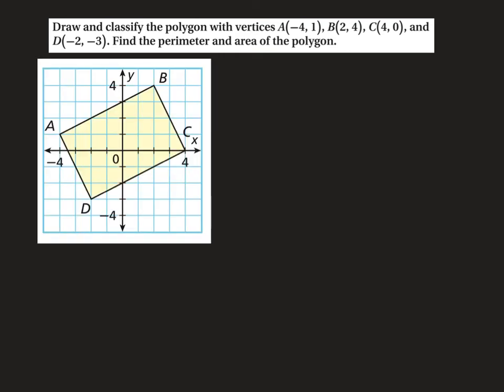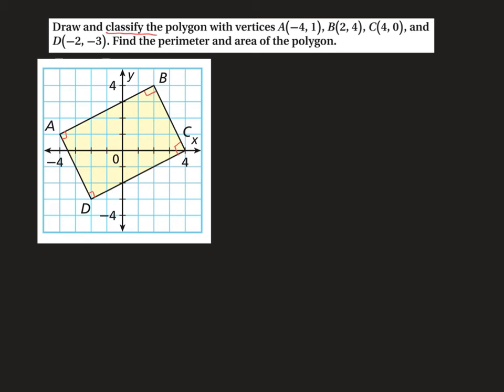Okay, so here's another one where we're asked to draw and classify the polygon with those vertices and find the perimeter and area of the polygon. So first we're going to draw it like this, and then we're going to work on classifying it. When I look at this, it looks like it is a rectangle. And so what I want to do to classify this as a rectangle is verify that each of these is a 90-degree angle. If they are, then we're done.